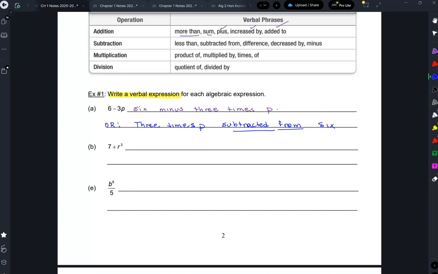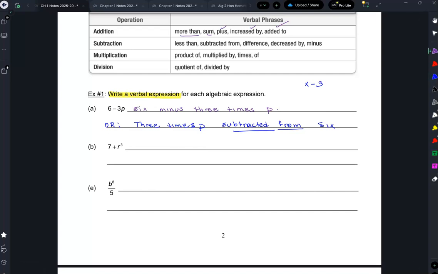Okay. So subtract, so for example, if I say x minus 3, that's 3 subtracted from x. Okay. So let's do this one.